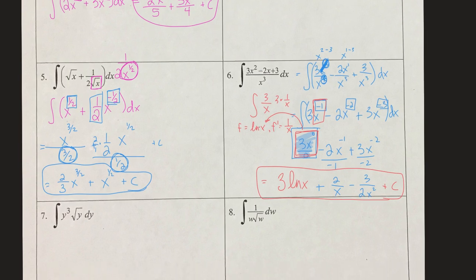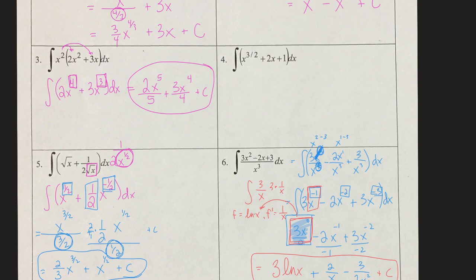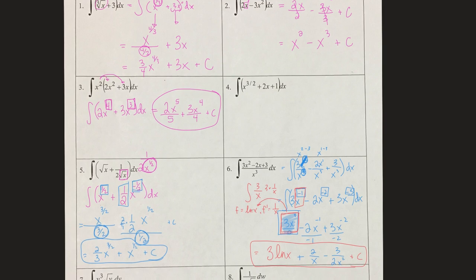Okay, there's lots more problems that we could do, but I think we're going to stop there just for today. Okay, so these are polynomials. Take your radicals and change them into fractional powers. Add 1 to your power and then divide by that new power. Okay, hopefully this made you smarter.